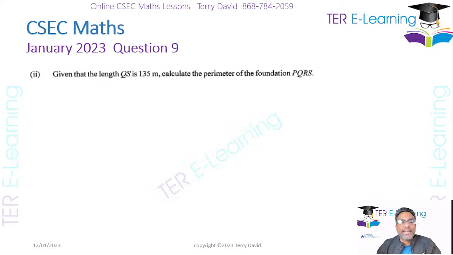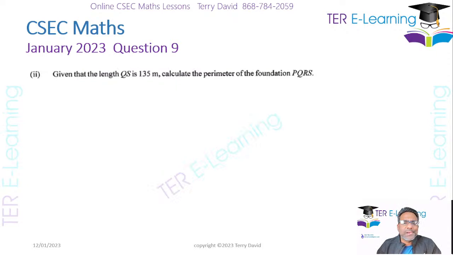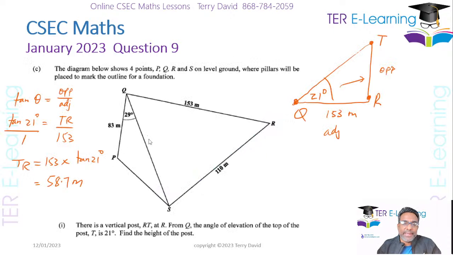The next part, they said given that the length QS is 135, they want the perimeter of the foundation. So QS is 135. This length here is 135. If you look carefully, we have 83, we have 153, we have 110. So the only length that we're missing in order to get this perimeter is PS. You have to look and see what rule you can use to figure out PS. It's not a right angle triangle, but we have two lengths and the angle between those two lengths. So the formula that we're going to use is the cosine rule.